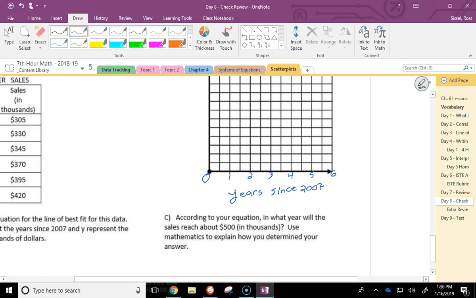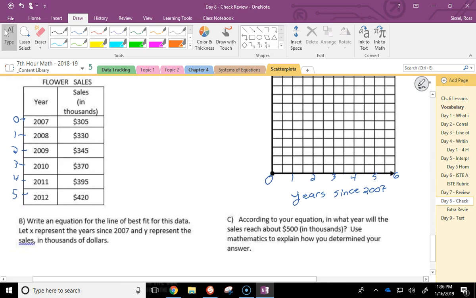Here comes the tricky one. Our Y, sales in thousands. How do we find the scale, Alejandra? Okay, our range. How do I find range? Oh, you did the divide. Hold on. You take the largest number and the smallest number, and then you minus it. Okay, so we had 420 minus 305 is 115.